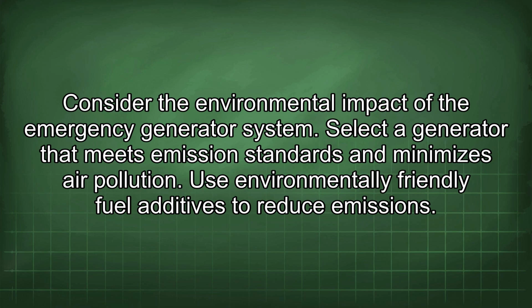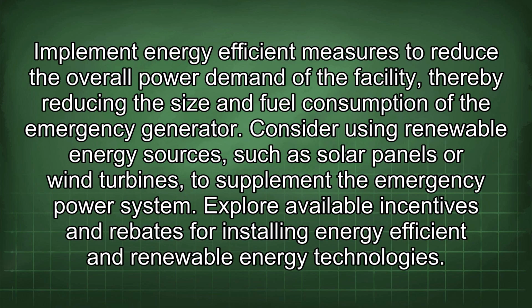Select a generator that meets emission standards and minimizes air pollution. Use environmentally friendly fuel additives to reduce emissions. Implement energy-efficient measures to reduce the overall power demand of the facility, thereby reducing the size and fuel consumption of the emergency generator. Consider using renewable energy sources, such as solar panels or wind turbines, to supplement the emergency power system. Explore available incentives and rebates for installing energy-efficient and renewable energy technologies.